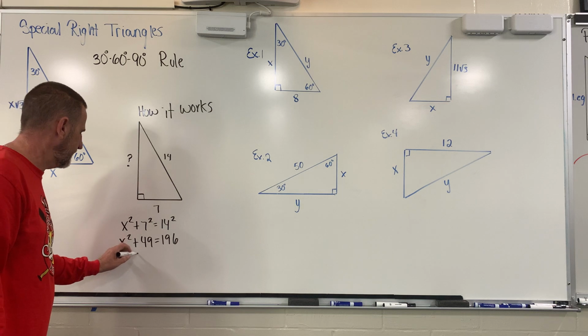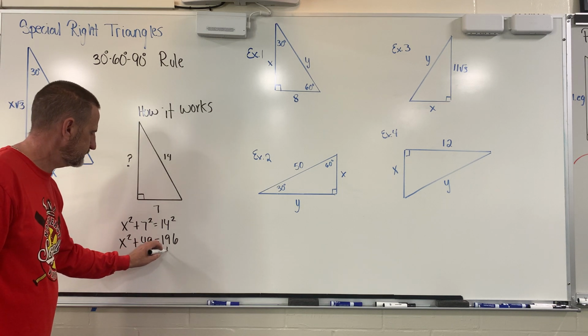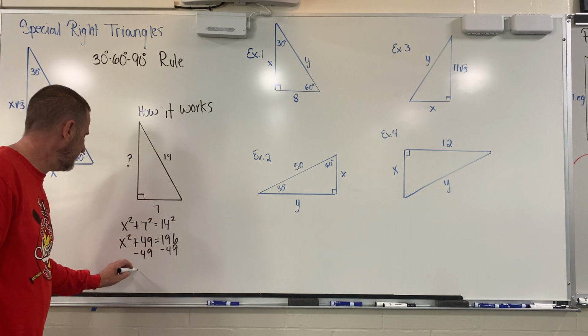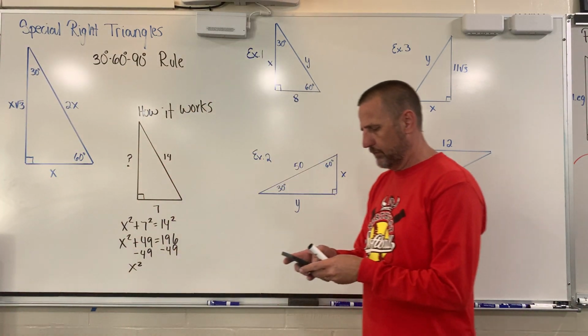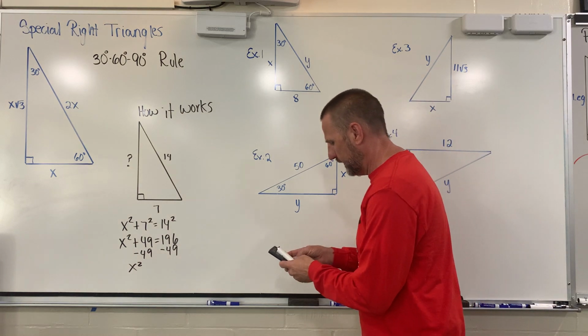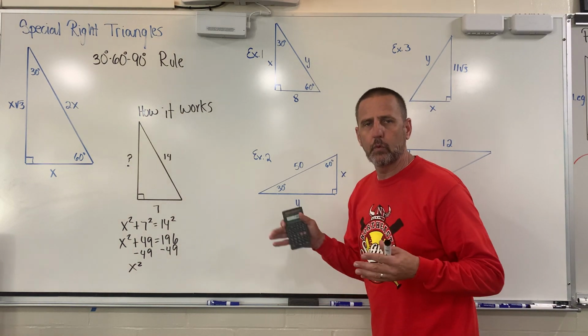If I take 49 from both sides, I would have that x squared equals, and I'm going to get my calculator out to show you, 196 minus 49, and I get 147.